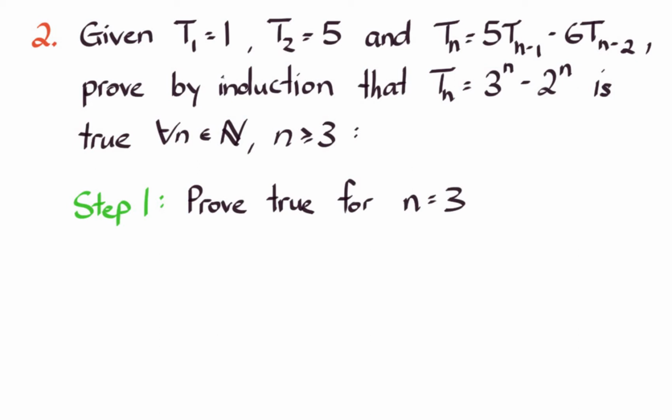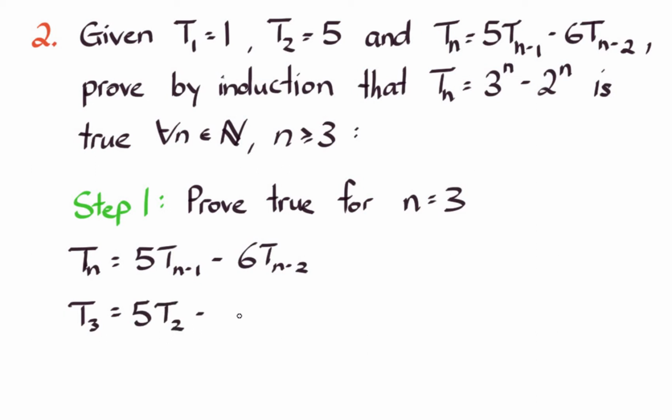So let's start with our recurrence relation. So we've got tn equal to 5 lots of tn minus 1 minus 6 lots of tn minus 2. So what does that mean when n is 3? That means that the third term is 5 lots of the second term minus 6 lots of the first term. And we know term 2 is 5. Okay, so this is 5 lots of 5 minus 6 lots of 1. That's term 1.